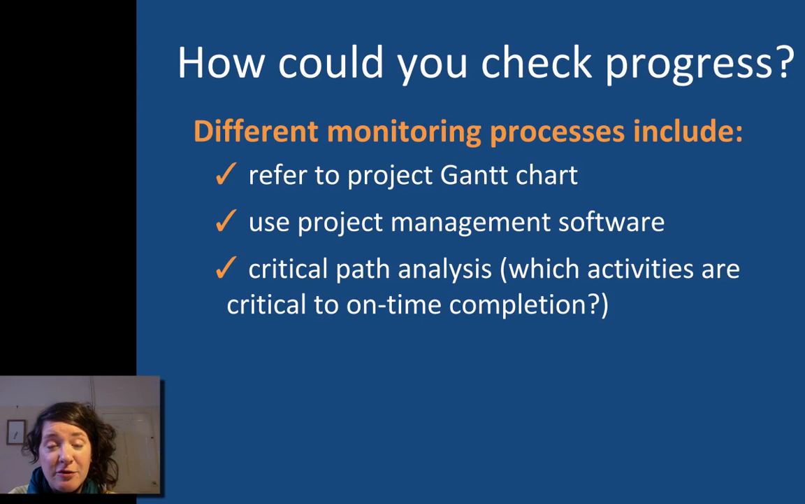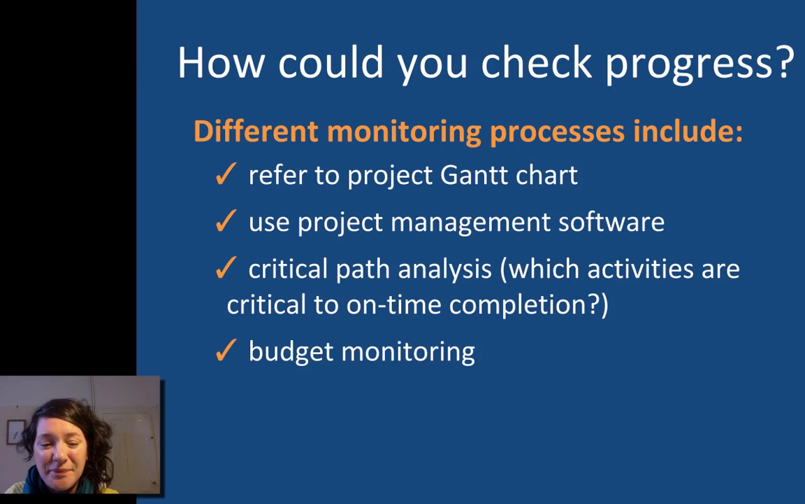You might want to use critical path analysis. So this is working out which activities are critical to on-time completion and at what point you are at in completing each of those tasks. So how far along a bar of success you are, or a bar of things being complete.